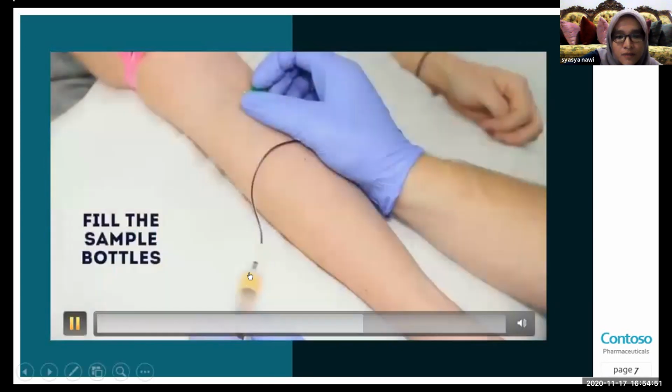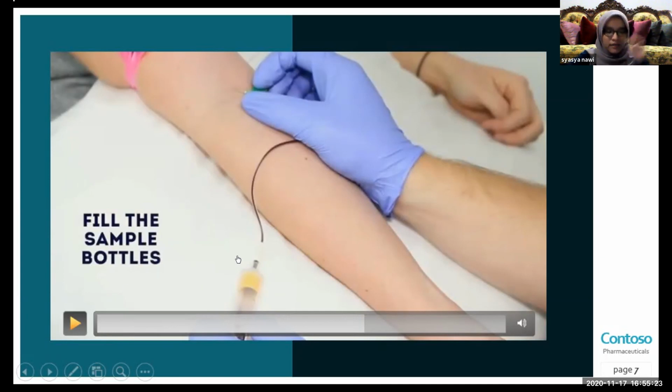After that, okay, this is where we call it the vacuum device. Okay, the vacuum device will be inserted, and then we will push the blood bottles that we have chosen into the vacuum device.